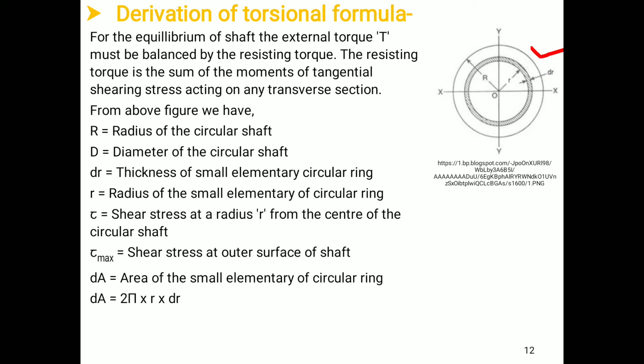So first of all, as shear stress is a function of r, we have to concentrate on a small annular ring. For that small annular ring we are going to calculate the value of moment of tangential shearing stress. Once you calculate the value of moment of tangential shearing stress for that small ring of thickness dr, then the integration of it will give you the value of torsional moment of resistance for the entire section. So we will discuss all those steps one by one.